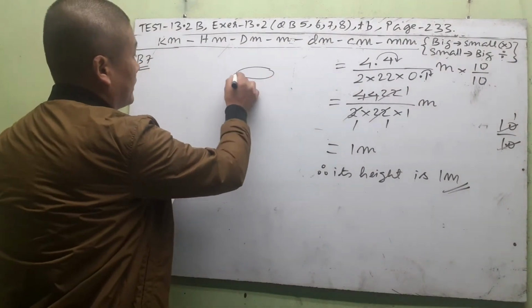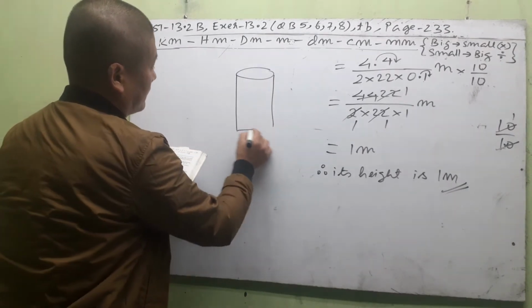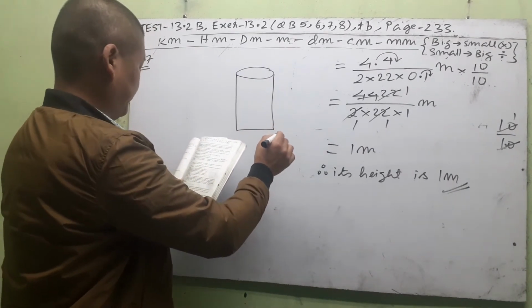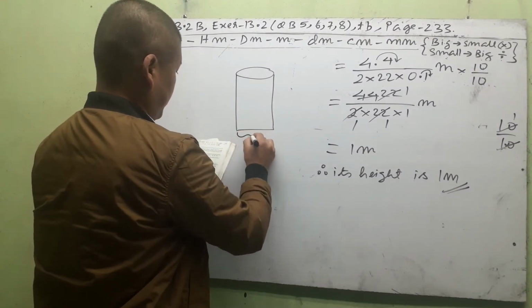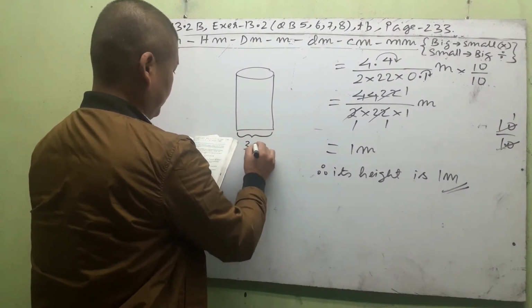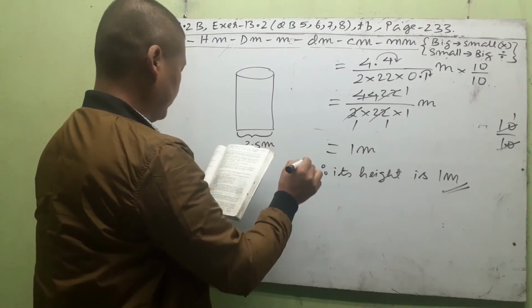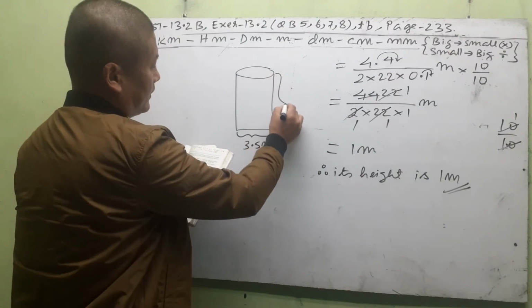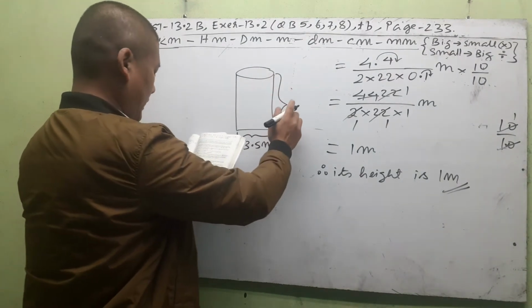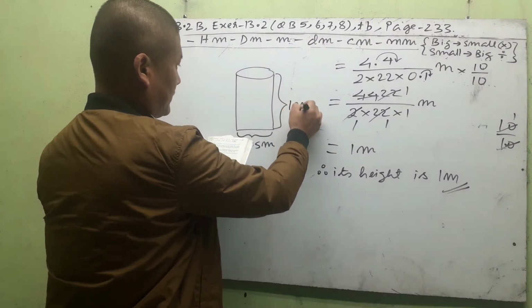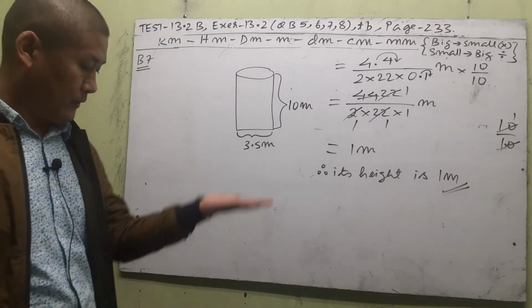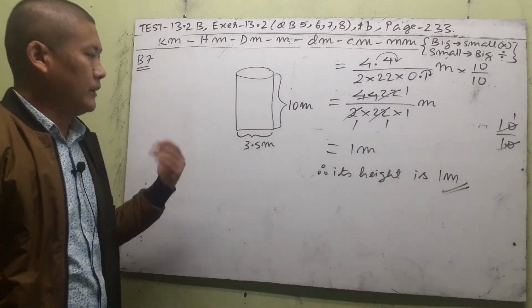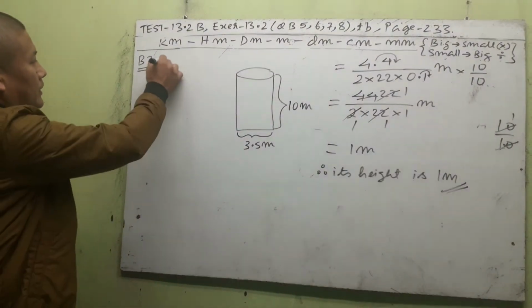There is a well here. The diameter means from here to here, 3.5 meter, and the depth means actually the underground, the same meaning as the height, is 10 meter. Okay, when it's underground we call it depth. When it's above the ground level we usually call it height. So this is the well.